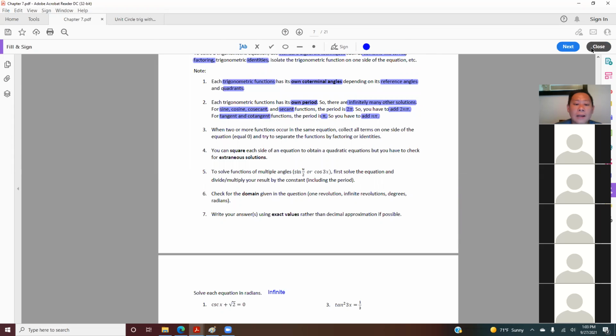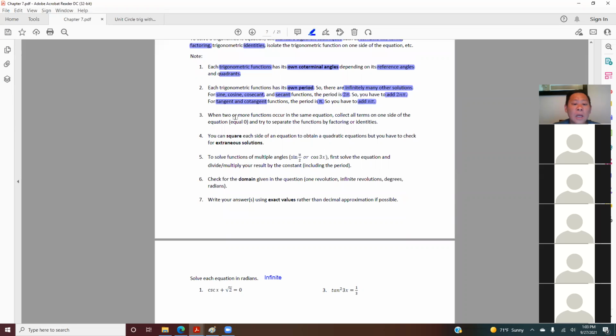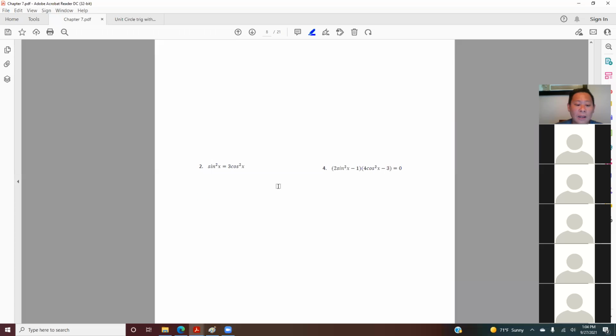Okay. Next we have, when two or more functions occur in the same equation, make sure you make the equation equal to 0. And then we always use factoring or identities. So what I mean here is if you have sine x and cosine x, you've got two different ones like this. Make sure we always make them equal to 0.